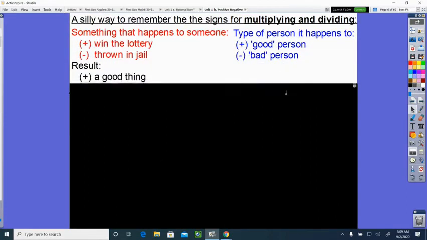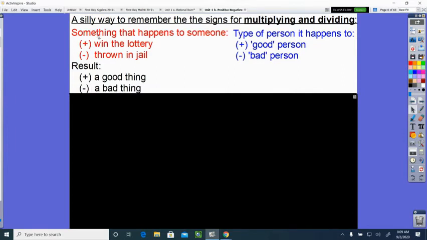So here's the story. We're basically going to have the first number. If it's positive, that's something that happens to somebody. So something good would be positive, like winning the lottery. That first number, if it's negative, would be something bad happening to someone, like being thrown in jail. The second number is going to be the type of person that thing happens to. So a positive would be a good person and a negative would be a bad person. We don't really talk about people being bad, but just for my story, go with it, okay?